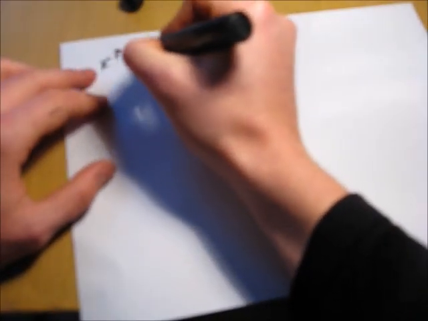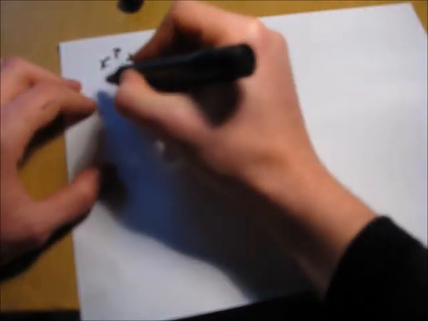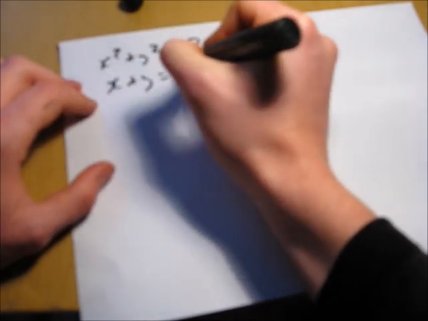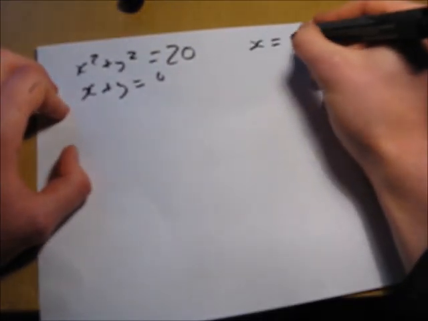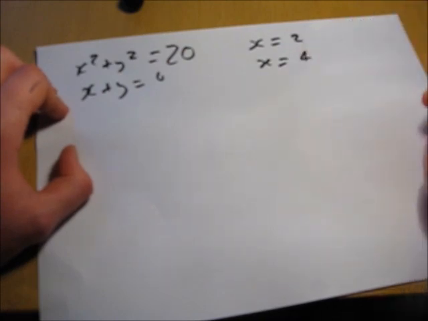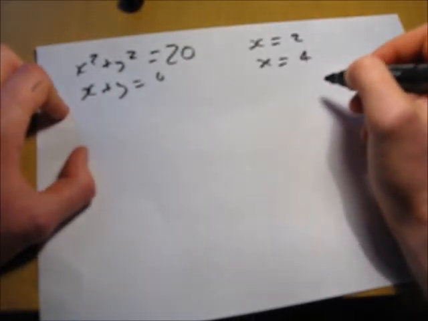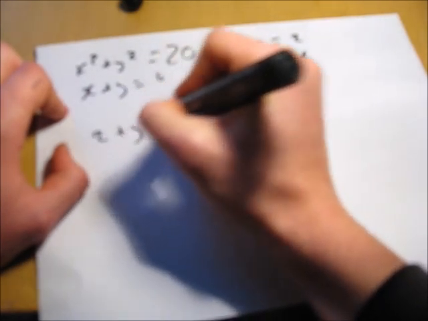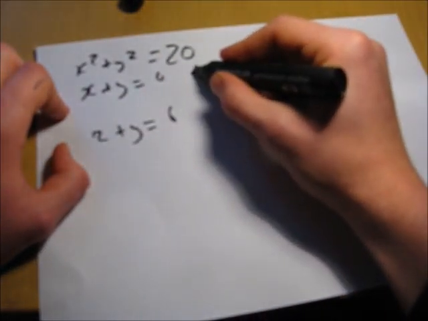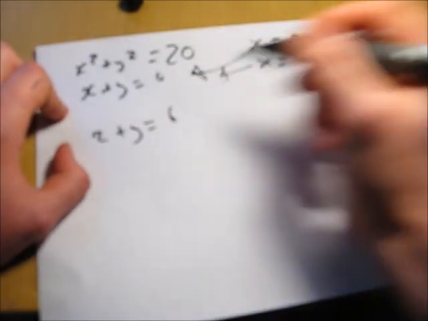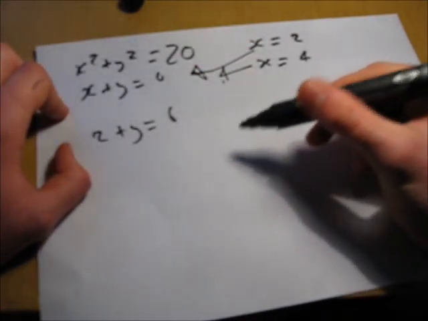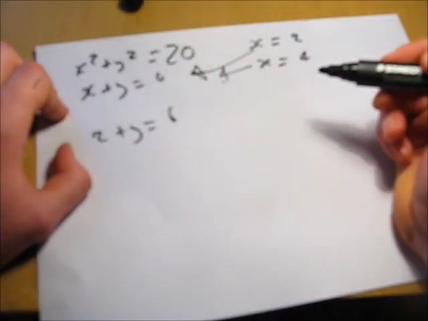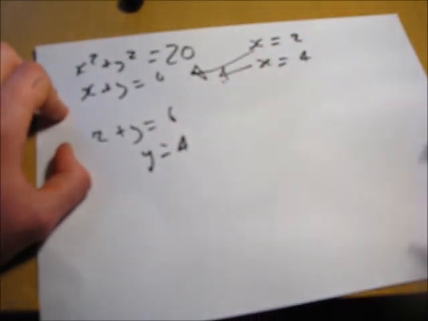Okay, so now what we have is we write x squared plus y squared equals 20, x plus y equals 6, and we know that x equals 2 and x equals 4. Okay, so then we're going to put these two in, right? We're going to have when x equals 2, so 2 plus y equals 6. We put them into the bottom equation here. Therefore, we're going to rearrange this to find y, which is 2 plus y equals 6. Therefore, when you minus 2 from both sides, you get y equals 4.